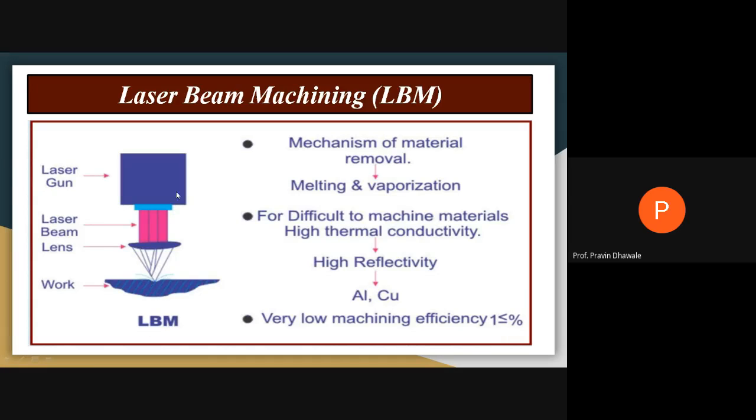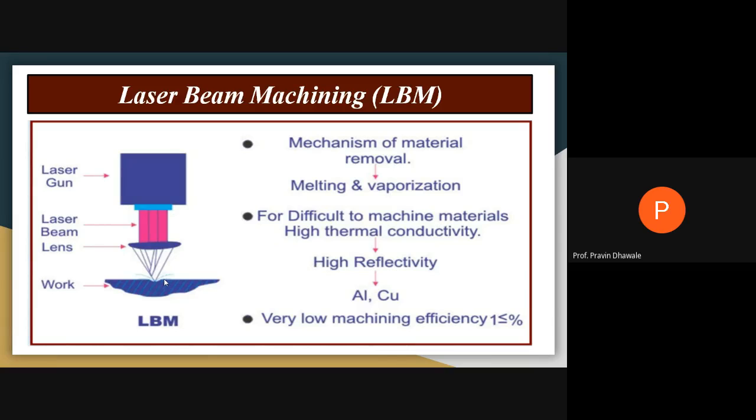If you observe this setup, your idea will be clear how the laser beam machining process is carried out. The mechanism of metal removal is melting and vaporization. Whatever material is removed from the workpiece is removed because of melting or vaporization. For difficult to machine materials with high thermal conductivity and high reflectivity, like aluminum and copper, the machining efficiency is very low.